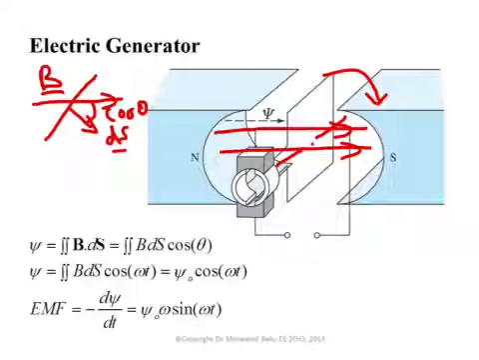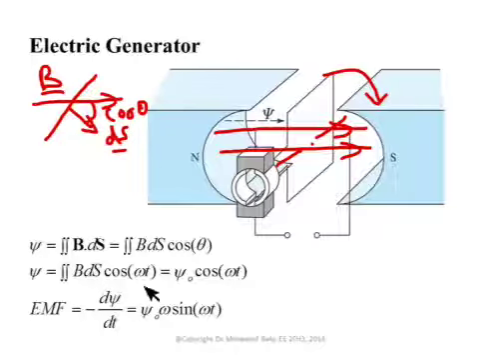And if we assume that we are causing it to rotate with an angular frequency of omega, we can replace theta by omega t. So when time t is equal to 0, theta will be 0. When t is equal to 2 pi over omega, theta will be 2 pi, and so on. So by doing that, I can take the cosine out, and the integral of b ds will give you the maximum flux, which we have when the coil is in the shown position here, the vertical position.